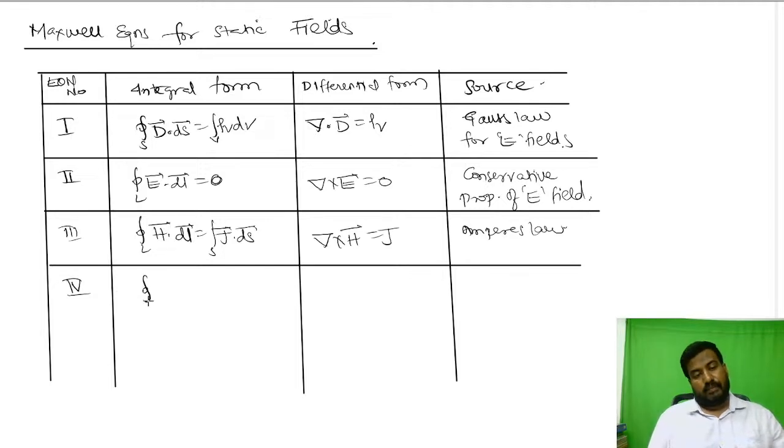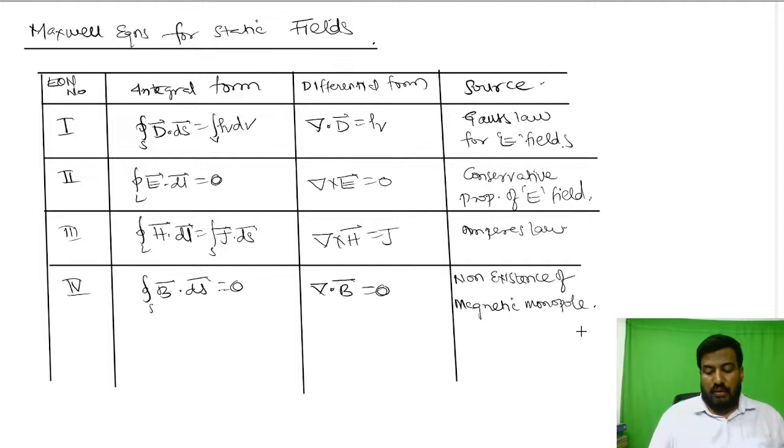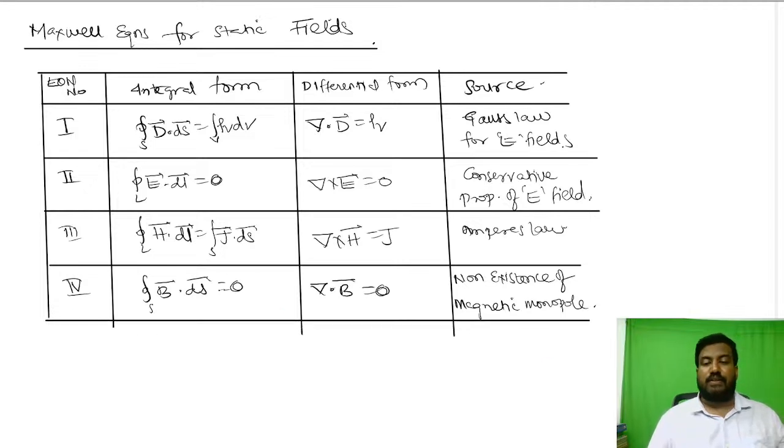Fourth, closed surface integral B dot ds is 0. This implies the divergence of magnetic flux density is 0, or magnetic flux density is a solenoidal field. This is from the non-existence of magnetic monopole. All these four equations are very, very important for your examination. One must go through these equations before you go for the exam. These are Maxwell equations for static fields.